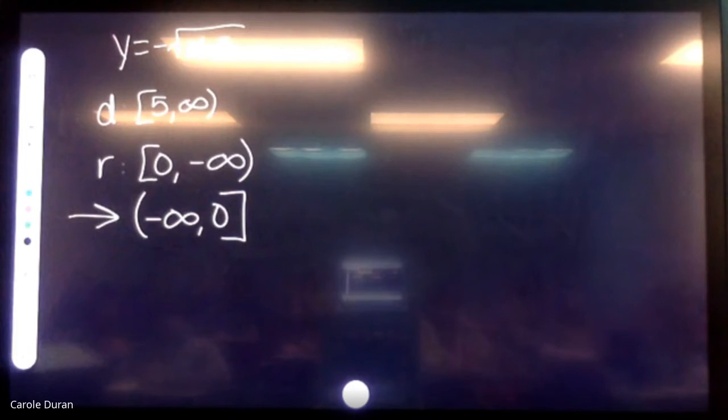If you did 0 to negative infinity, I probably wouldn't count it wrong. Probably. I can't make any promises, but probably. No, shoot.